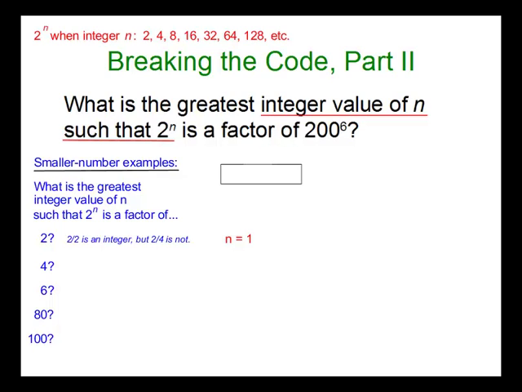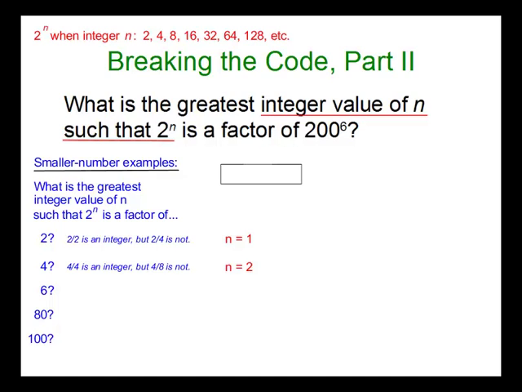Okay, because remember, n is the exponent. It tells you which power of 2 goes in. All right, so 4, very similar. 4 goes into 4, but 8 does not. So what's the largest power of 2 that goes into 4? The second one. 4 goes in, 2 squared, n is that exponent of 2.